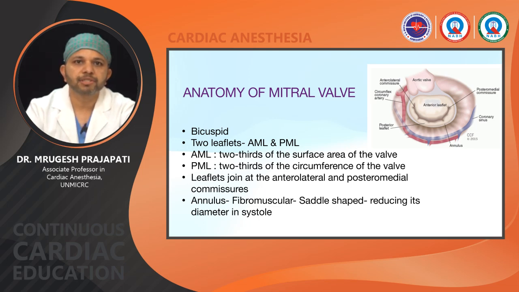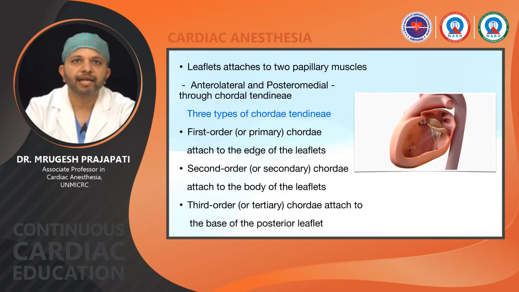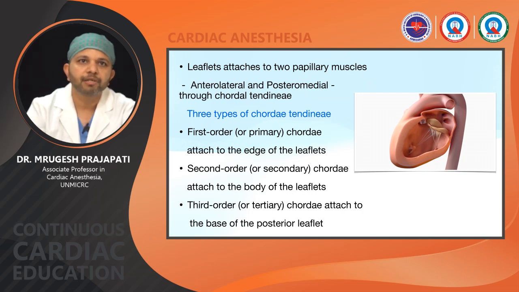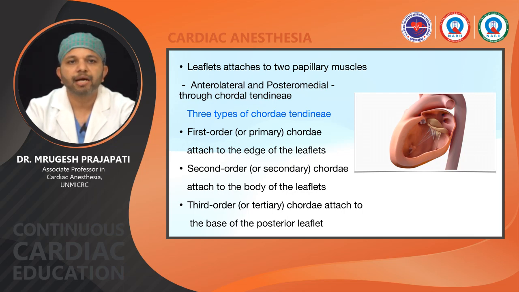The mitral annulus is a fibromuscular structure which is saddle shaped and it reduces in diameter during systole. The leaflets attach to two papillary muscles, anterolateral and posteromedial, through chordae tendineae. There are three types of chordae tendineae. First order or primary chordae are those attached to the edge of the leaflets. The second order or secondary chordae are attached to the body of the leaflet, and third order or tertiary chordae are attached to the base of the posterior leaflet.